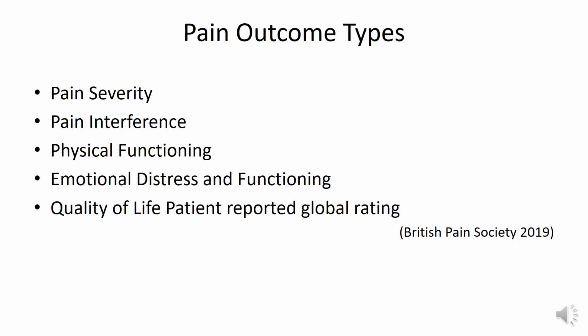When we get down to the actual measurement of pain, there are several domains that pain outcome measures usually fall into. The first and most commonly used is pain severity. This describes the person's report of the magnitude or intensity of pain. We can use simple tools like the visual analog scale, or the VAS, or the numerical rating scale, the NRS, to do this. These scales are very commonly used in the clinic.